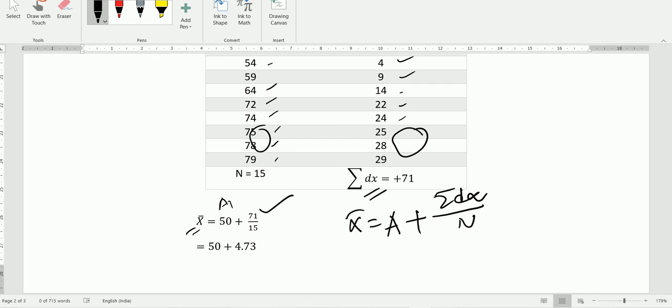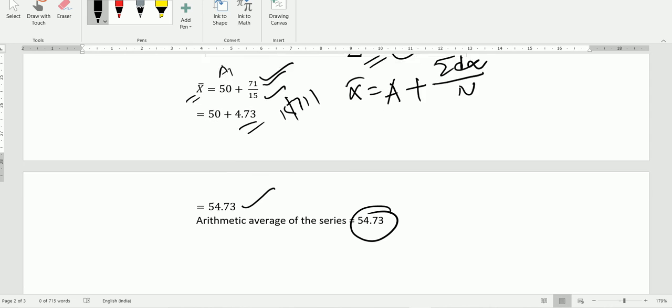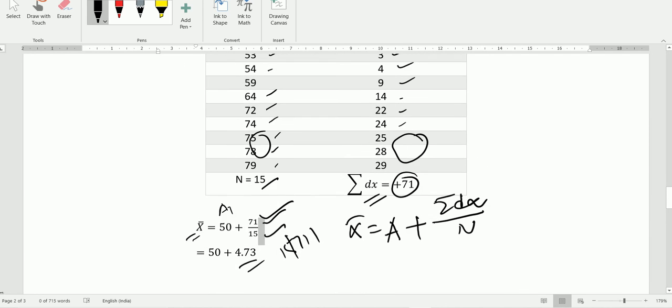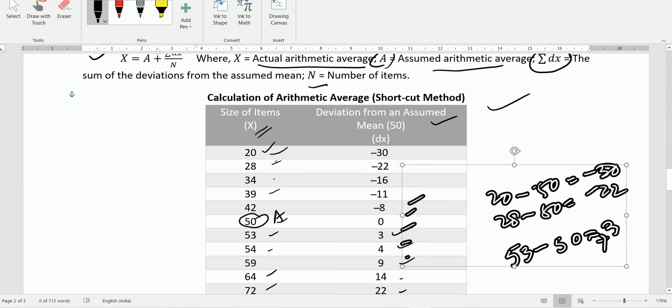Just substitute all these numbers: 71 here, then 15. Just divide 71 by 15. So we have got 4.73. Then 50 plus 4.73 is equal to 54.73. So this is the arithmetic average. In this way, the mean is calculated from the individual series using the shortcut method.